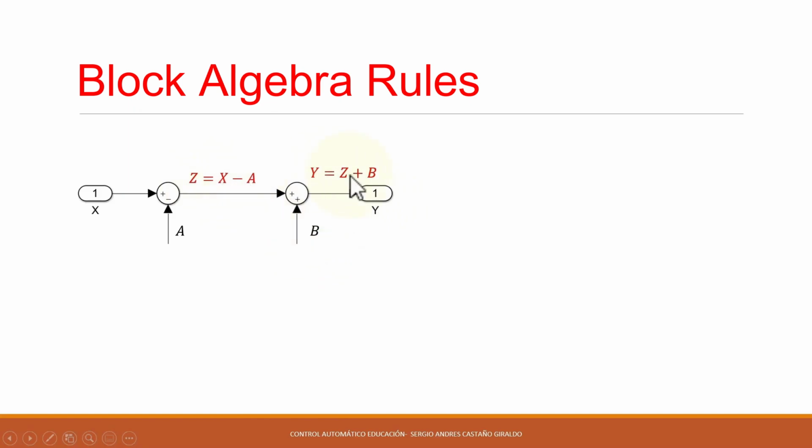However, we know that Z is equal to X minus A. If we substitute that value for Z here, we have that our output signal Y is simply given by X minus A plus B. Now, if we want to perform operations with these two summing elements, something quite typical that we'll do in a block diagram is to swap these two components.